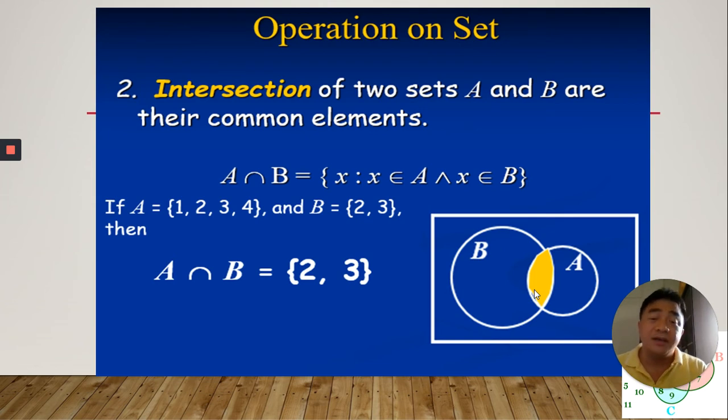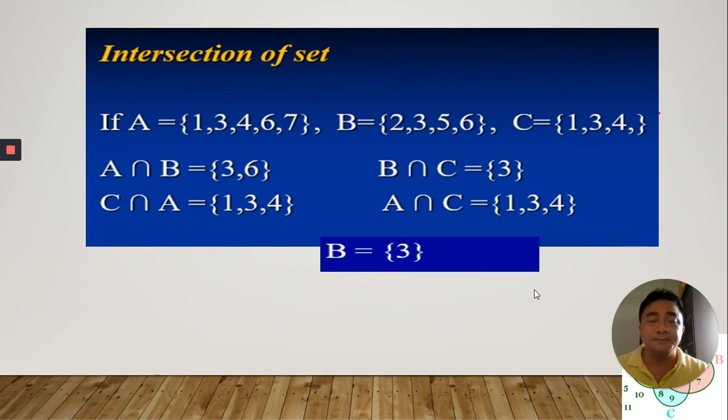So we have here more examples for intersection. We have here the set A, set B, and set C. Again, we have A intersect B. What are the common? We have 3 and 6. Again, for this one, we can swap. B intersect A or A intersect B, they're just the same.